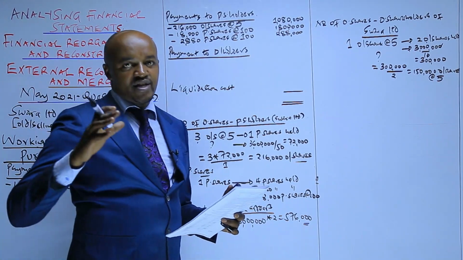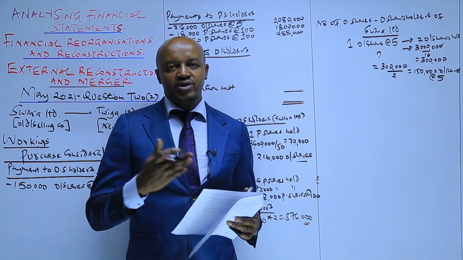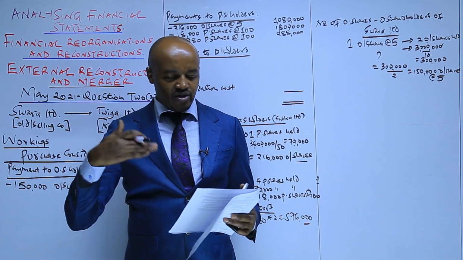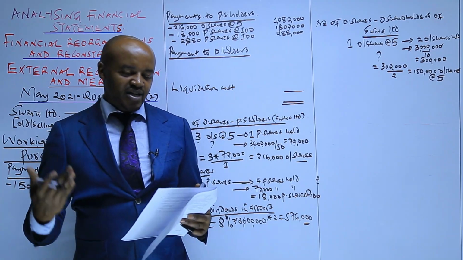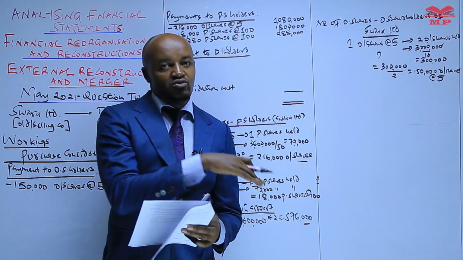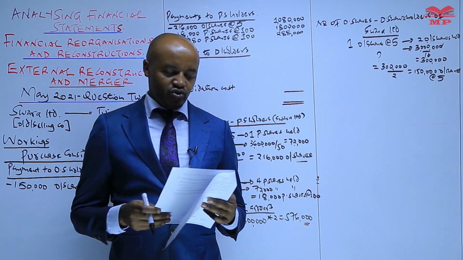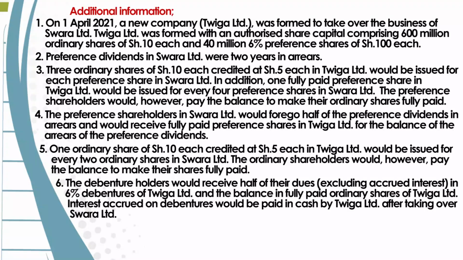Then, because the ordinary shareholders of Swara Limited were not required to pay 5 shillings per share, they will have to pay the balance of 5 shillings per share to the new company, which is Twiga, to make their shares fully paid. That is something we are going to account for in the books of the new company, Twiga. Then we are told in number 6 that the debenture holders would receive half of their dues, which exclude the accrued interest, in 6% debentures of Twiga, and the balance will be paid by being issued with fully paid ordinary shares.